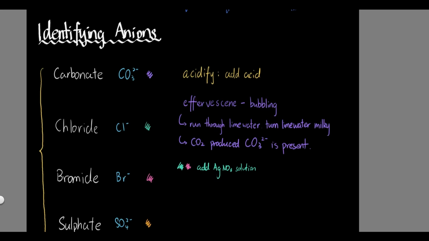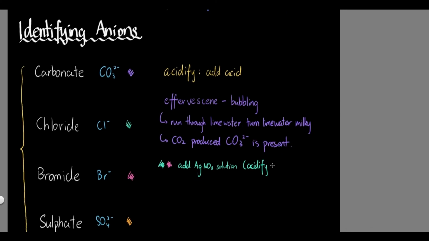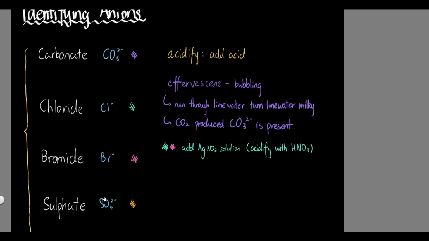bromide. So in this case, the safest move is to acidify with nitric acid, HNO3. Instead of using HCl or other types of acids, you would rather use nitric acid, so that when silver nitrate goes in, it's guaranteed that it will not make a false positive precipitate. So yeah, that's chloride and bromide.